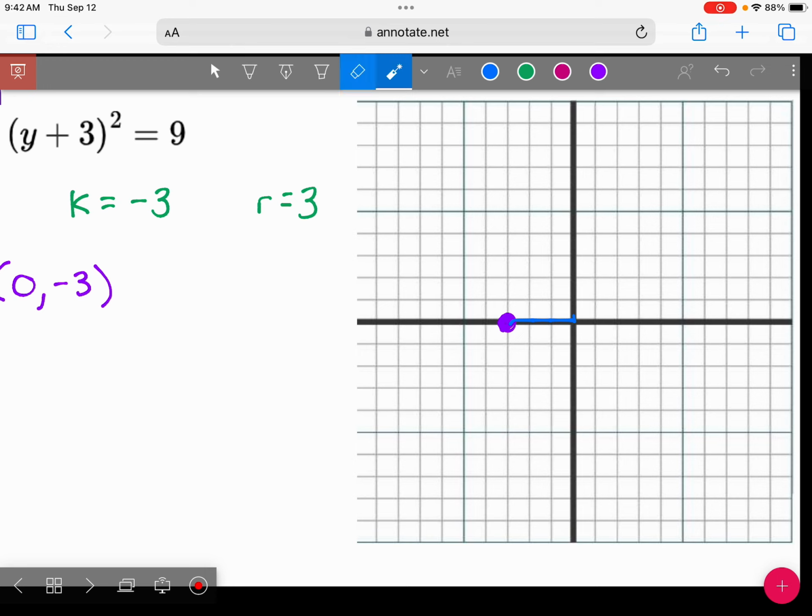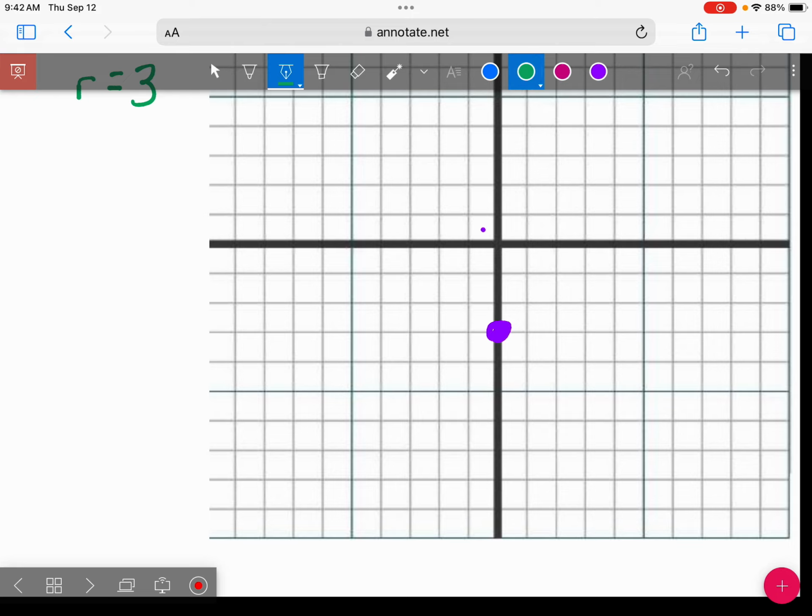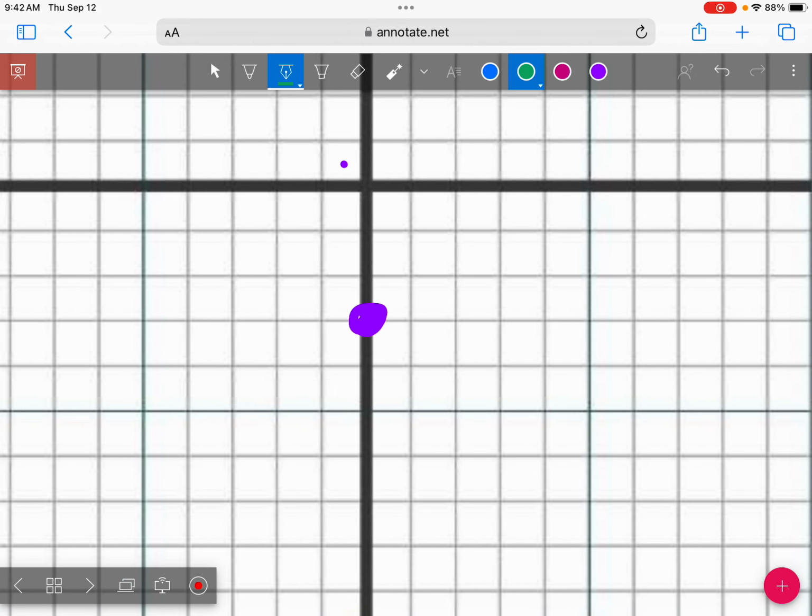Yep. Definitely making sure we're paying attention. Totally. 0, -3. Thank you. Call me out. Sometimes I get excited and jump ahead. So I'm like, I want to draw a circle. All right. So my center is actually 0, -3. It's my y-intercept, not my x-intercept. I just got excited.